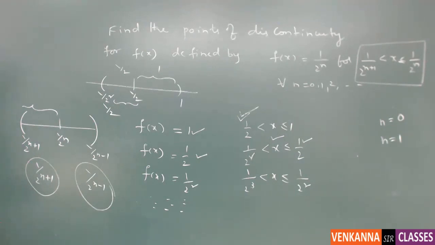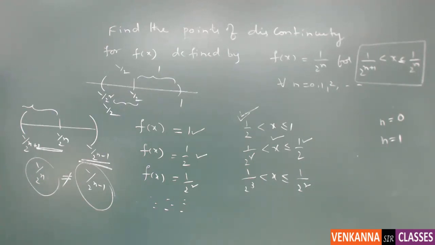Am I saying correct? I can say it this way: since you are taking the upper bound as the limit, 1 by 2 power n, and in this part the upper bound is 1 by 2 power n minus 1. So the left limit will be given as 1 by 2 power n and the right limit will be given as 1 by 2 power n minus 1. Always the values are unequal. So we can say that the function is discontinuous at these points 1 by 2 power n, where you can take n equal to 0, 1, 2, 3, and so on. You are excluding the point 1. Is it clear?